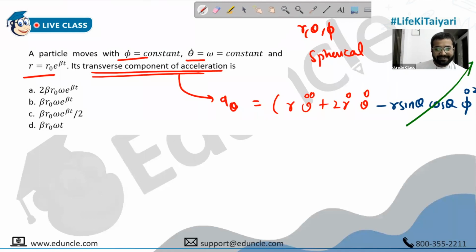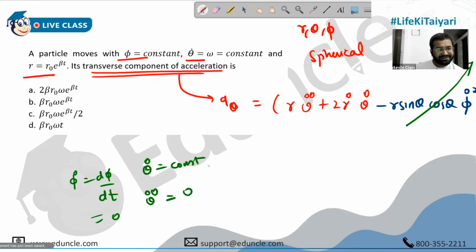Phi is constant, so phi dot, because phi dot is the derivative of phi, no? And the derivative of a constant would be 0. Phi is constant, they have given us. So this term becomes 0. Next, theta dot is constant. If theta dot is constant, it means the derivative of theta dot, theta double dot, will also be 0. It means this term also becomes 0. So what are we left with? Just 2r dot theta dot.